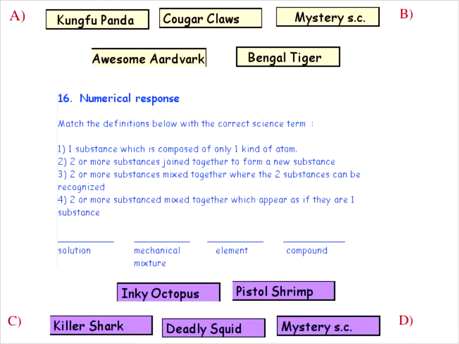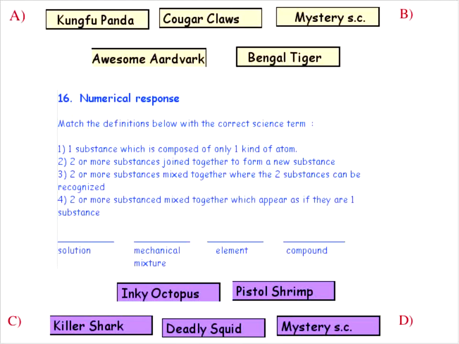Okay, so now when we come to this question, let's see how we'd solve this. We're looking for a solution. What's the definition for a solution? Well, we know that that's when you have two or more substances and they appear like one substance. So that's going to be number 4.